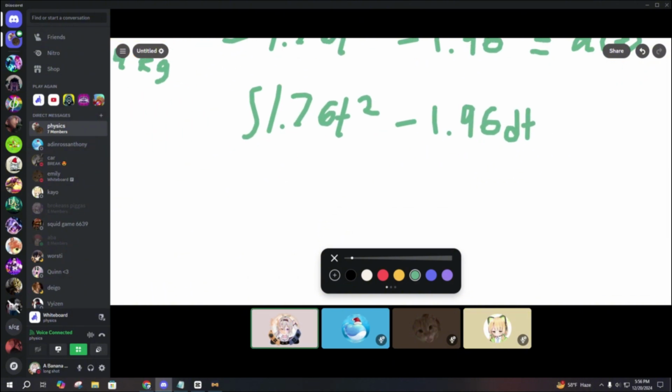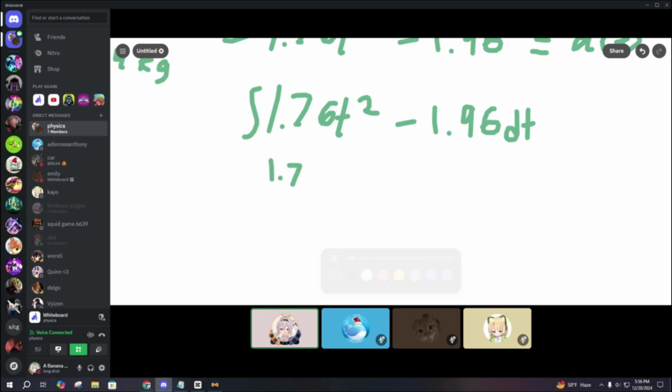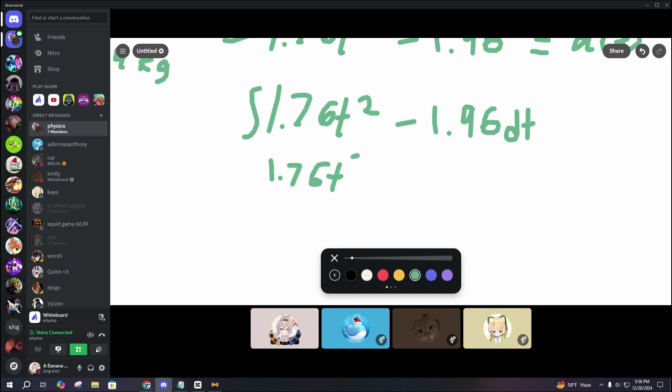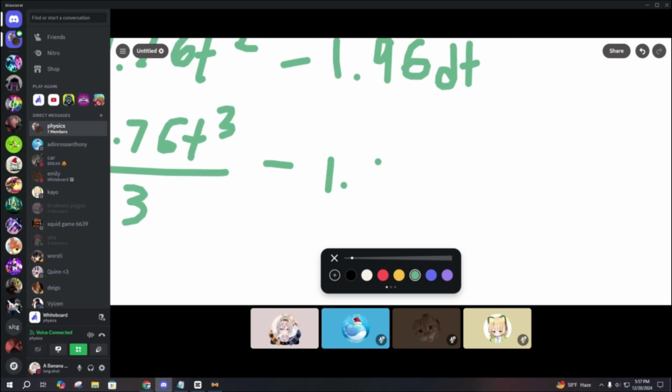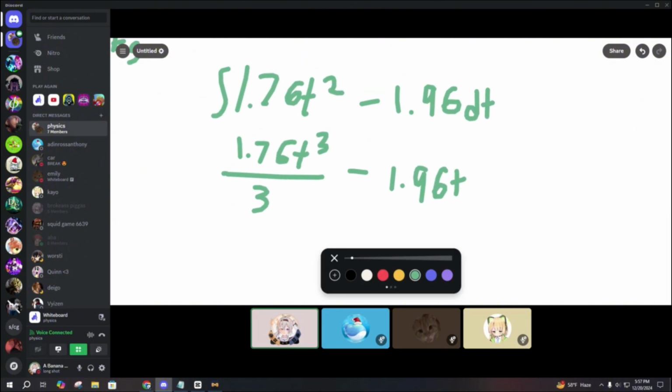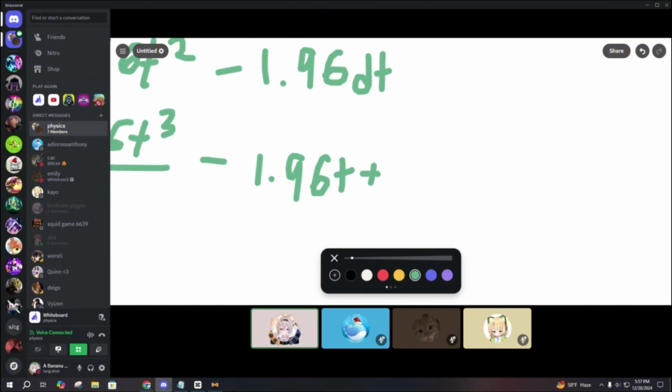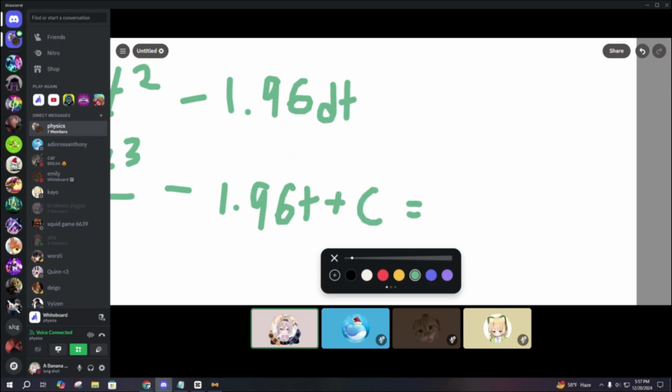Well, let's integrate it. I'm going to add 1 to the exponent and divide by that new exponent. So I'm going to get 1.76 t cubed over 3. And then for this one, I'm just going to multiply this by t, because if I took the derivative of that, it's going to get me 1.96. So 1.96t. And then since there's no bounds, I'm going to need a plus C. That's going to equal v of t.